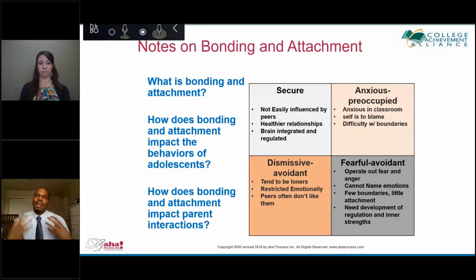And so when we look at someone who's very secure, they're not going to be influenced by peers. They kind of know who they are. They have a great stable group of relationships that can help them navigate and overcome these times that we have.